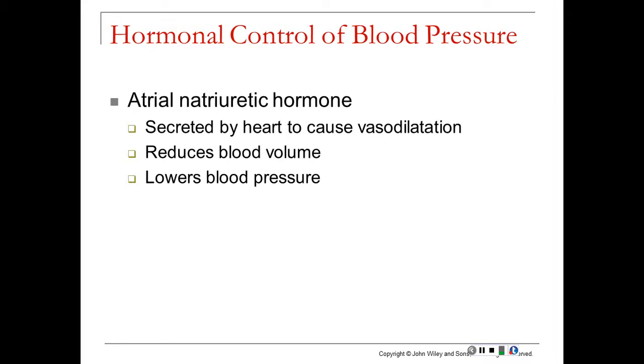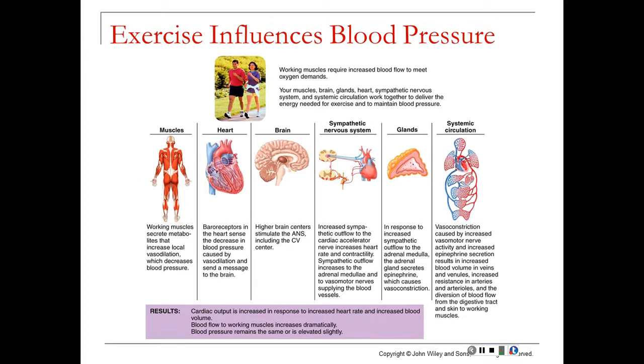There's also ANP, the atrial natriuretic peptide. There's also BNP, which is another one your book doesn't mention. Those are secreted by the heart. They're going to cause vasodilation to do the reverse of what the epinephrine, aldosterone, and angiotensin do. They're going to lower the blood pressure and reduce blood volume to help balance everything out.